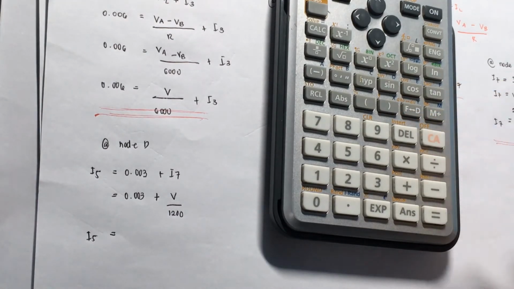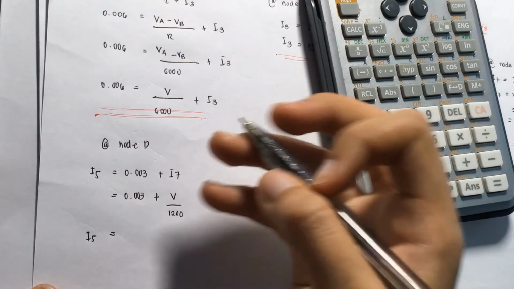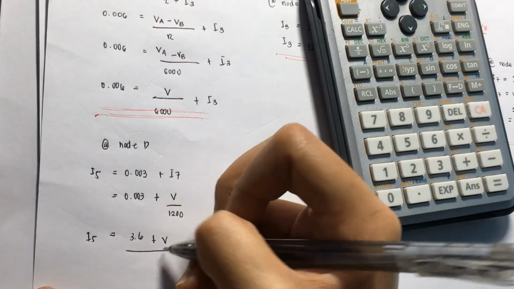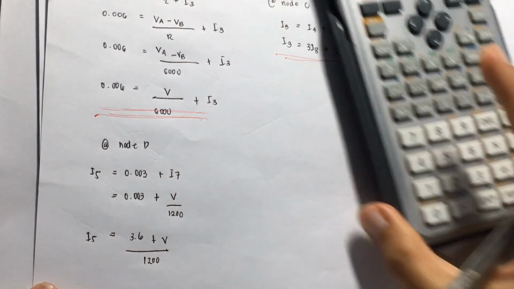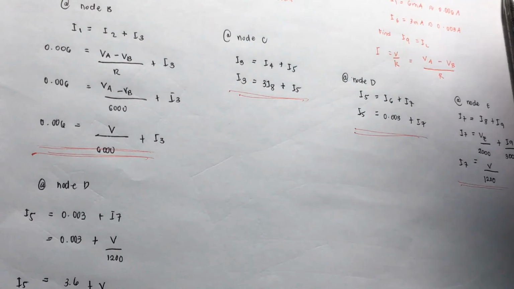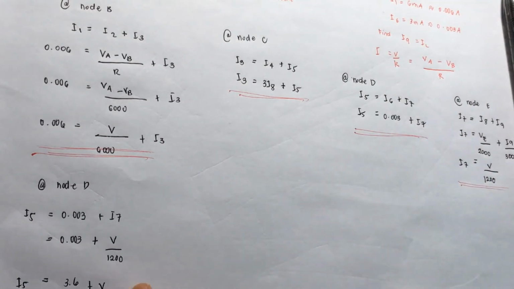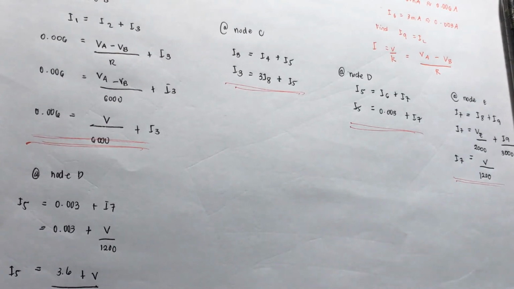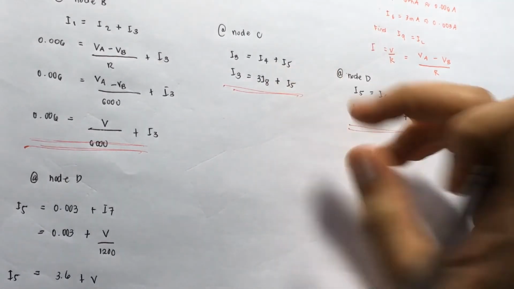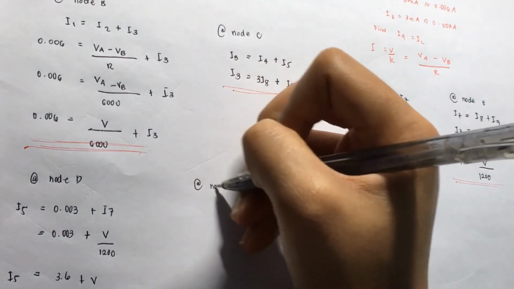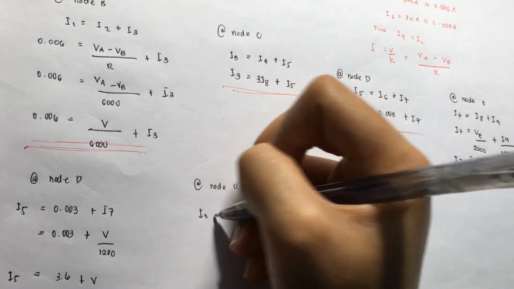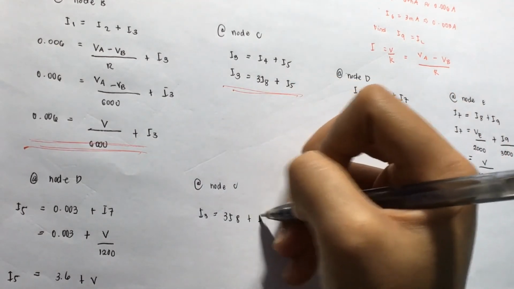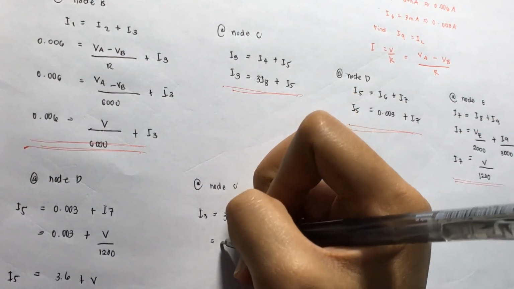So we will now calculate. The answer is 3.6 plus V over 1,200. So we already have I5. So ato na siyang i-substitute sa node C. Let's go back to node C. I3 is equal to 3I8 plus I5.